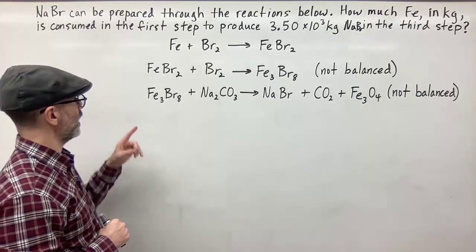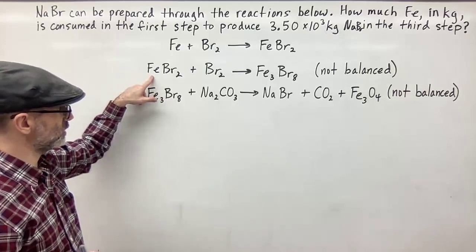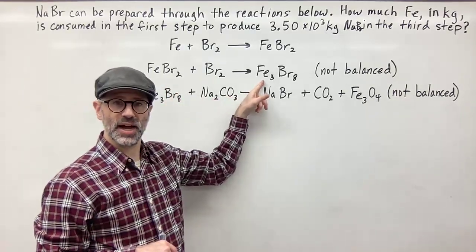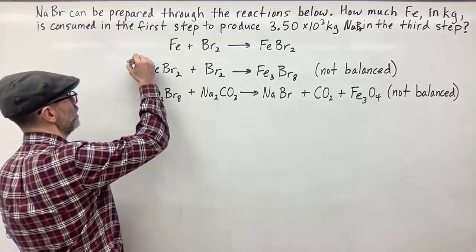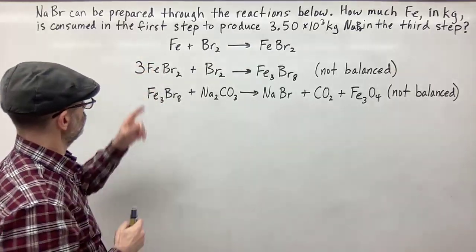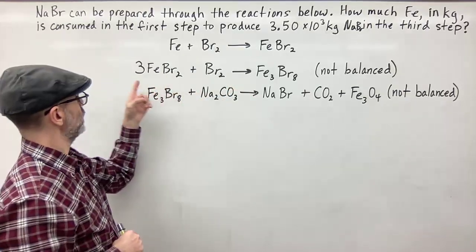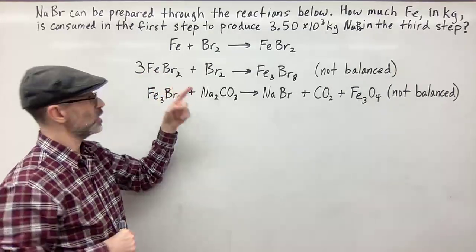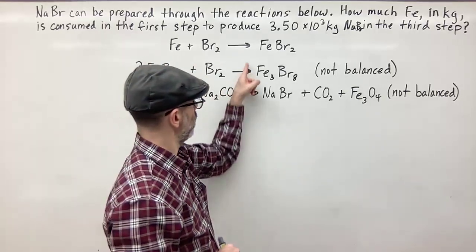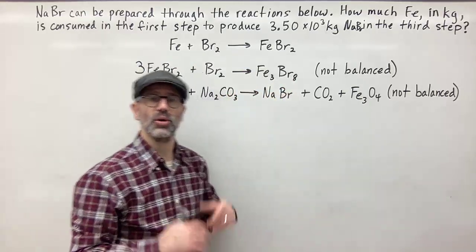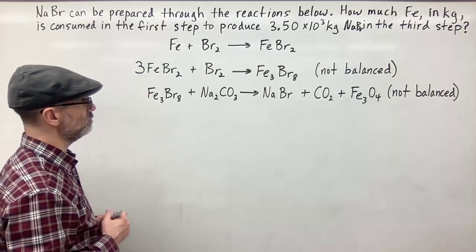Okay, let's look at the iron, the metal first. Metals before nonmetals. We have one iron on this side, and we have three irons on this side. So we need 3 on that side. So we're going to put a coefficient 3. So now we have three irons on both sides. Now we can go to the bromine. So we have 3 times 2 is 6, plus 2 is 8. So we have 8 bromines on this side, and we have 1 times 8 is 8. So we've got 8 bromines on this side. So now we have a balanced equation.